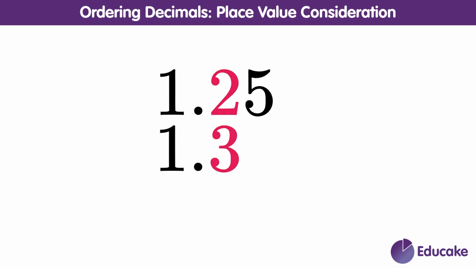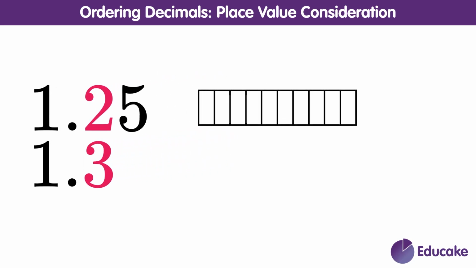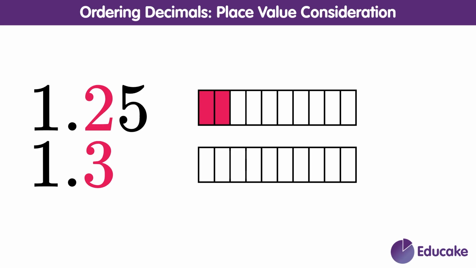Now here you can see that 1.25 has a 2, but 1.3 has a 3 in that tenths column. So because 3 tenths is greater than 2 tenths, we know that 1.3 is the bigger number, even though it has fewer digits. Let's try one together.